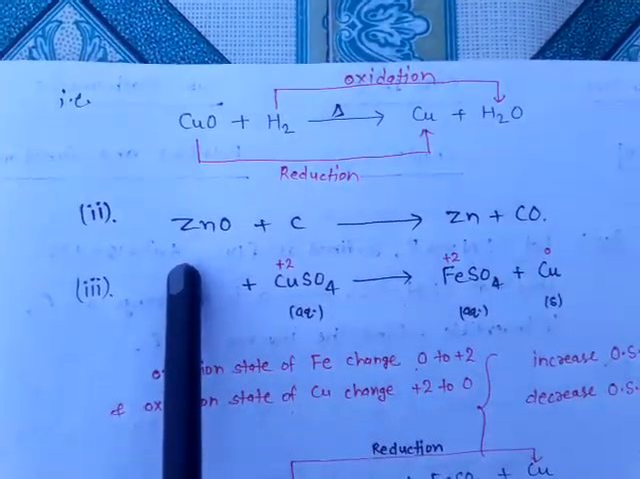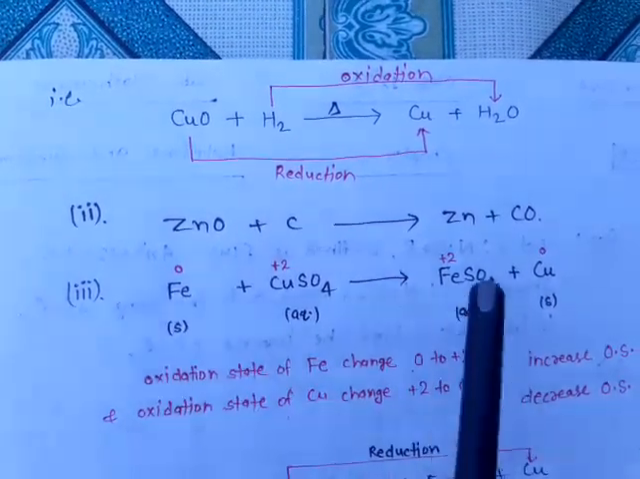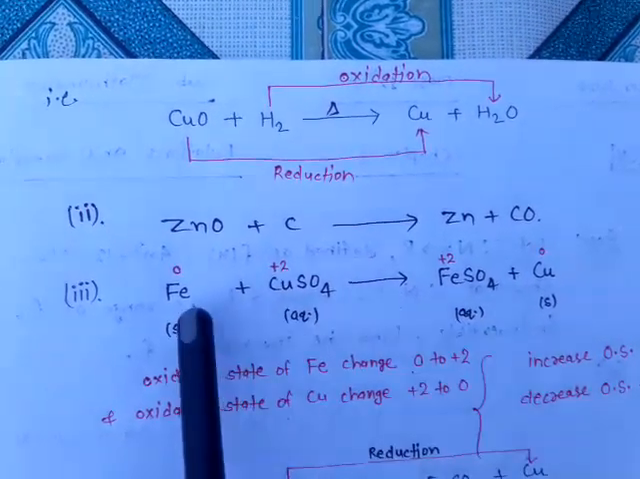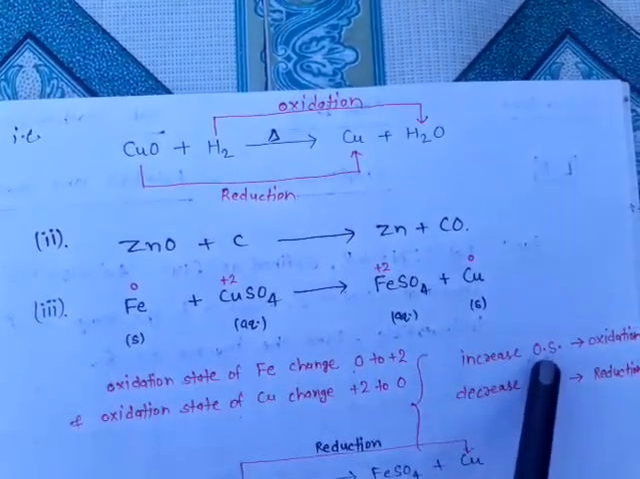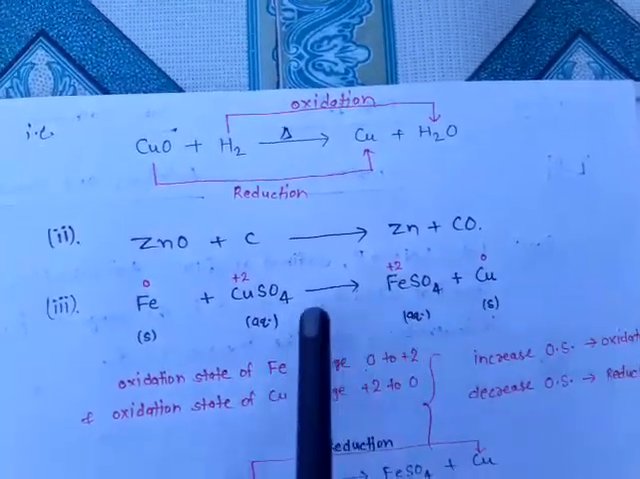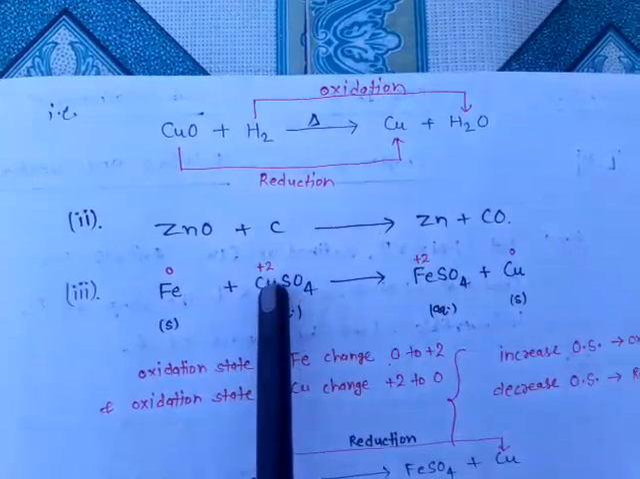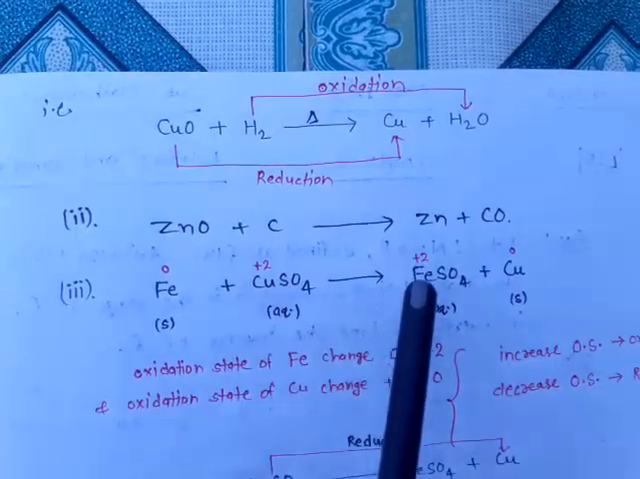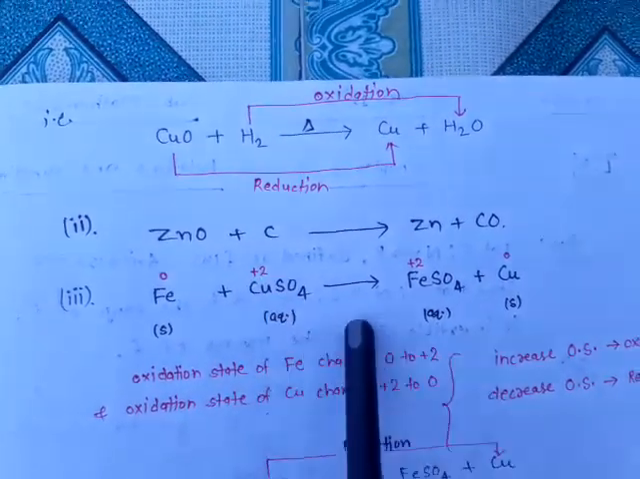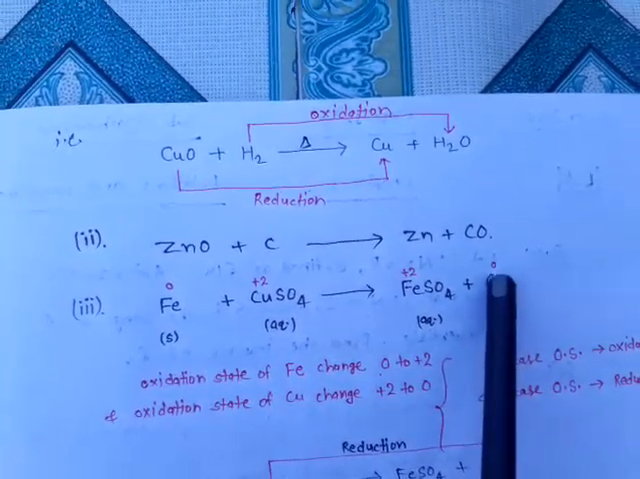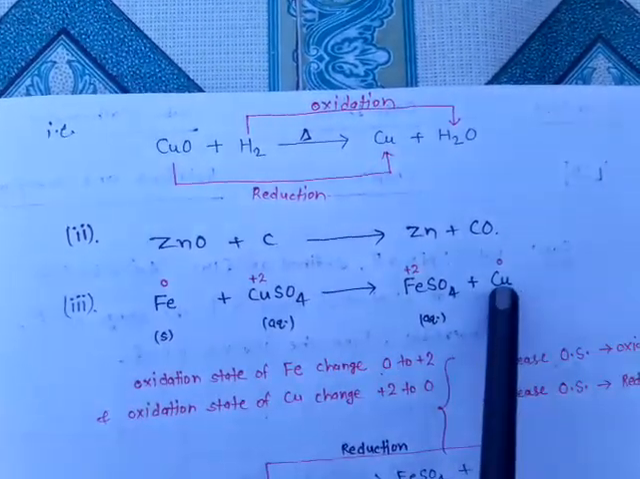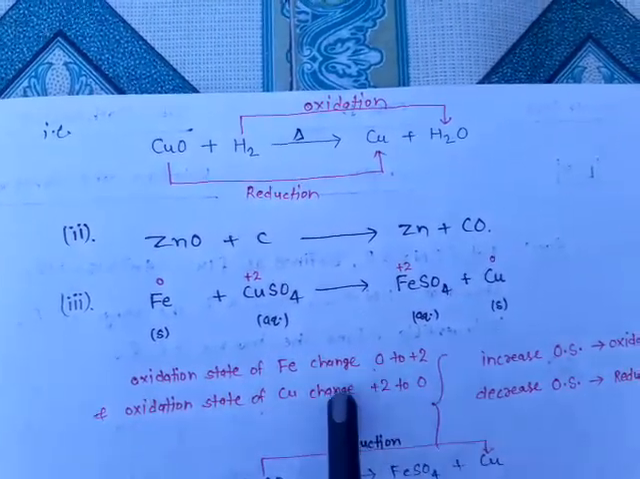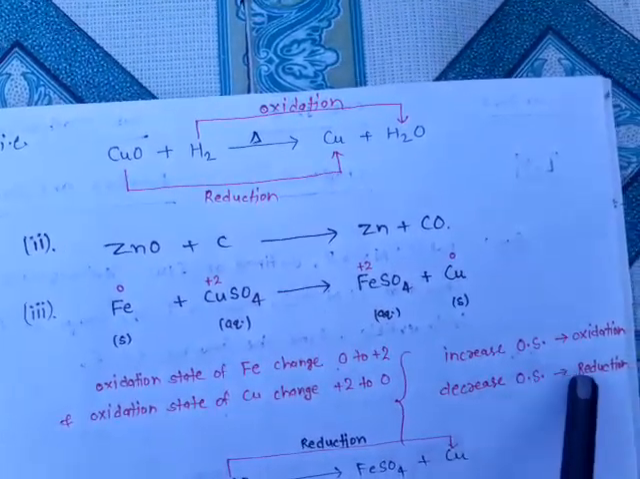This iron having 0 oxidation state is converted to +2. 0 to +2 increases the oxidation state of iron, and an increase in oxidation state is an oxidation reaction. And here copper is +2 because sulfate ion having -2 oxidation state, transferred to the other side, we get +2, and +2 converts into 0, it is the free state, so its oxidation number is 0. This decreases the oxidation state of copper, changing +2 to 0, and a decrease in oxidation state means reduction.